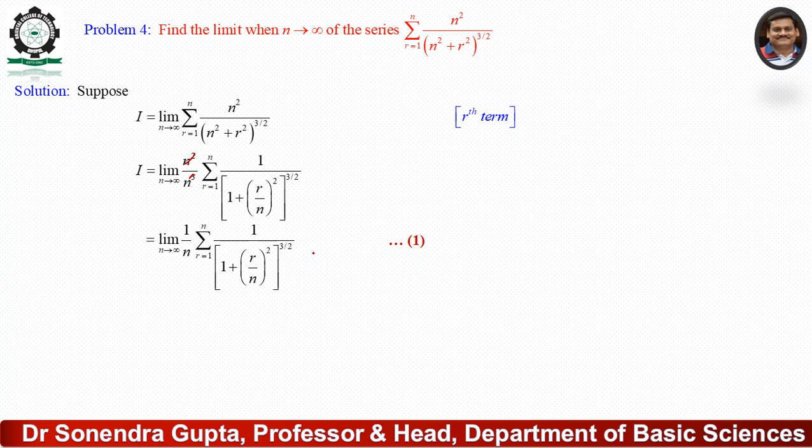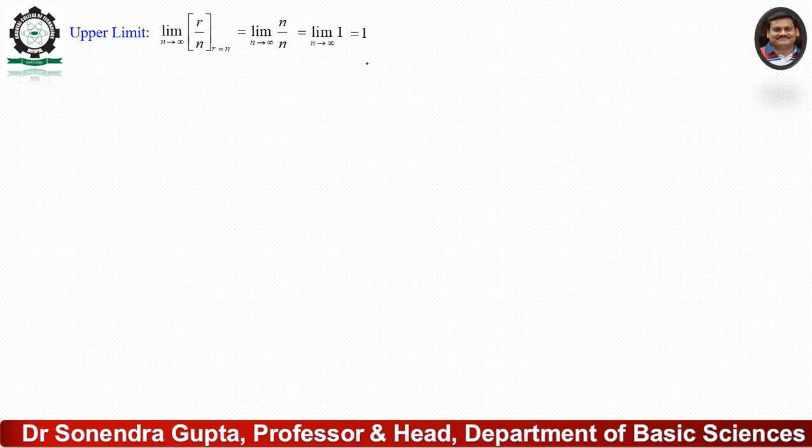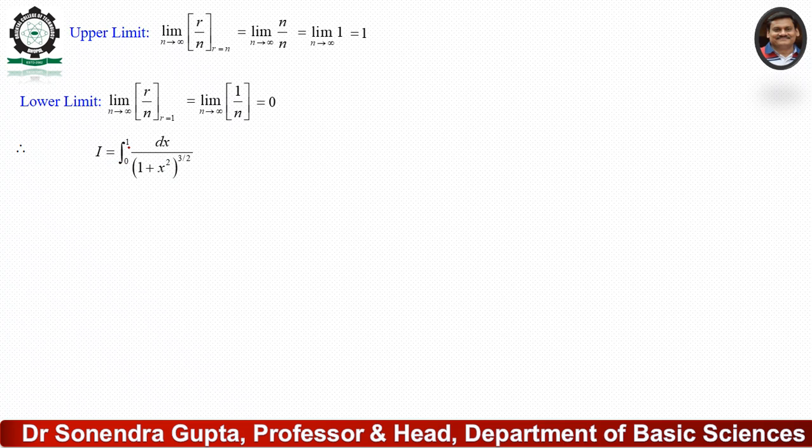Now this n cube is cancelled by the n square, so we can say limit n tends to infinity 1 upon n, summation r equal to 1 to n, of 1 upon (1 plus (r upon n) whole square) to the power 3 by 2. Say this equation number 1. By the summation of series, r upon n is replaced by x, 1 upon n is replaced by dx, and the limit of summation is replaced by the integration. The upper limit we get is 1 and the lower limit is 0. Therefore, the integral is the integral 0 to 1 dx upon (1 plus x square) whole to the power 3 by 2.